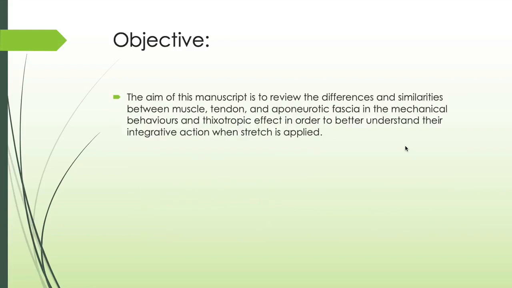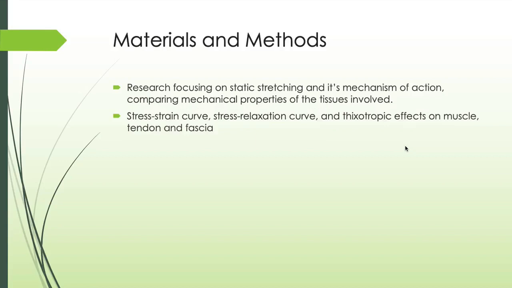Alright, so the aim of this article is to review the differences and similarities between muscle, tendon, and aponeurotic fascia in the mechanical behaviors and thixotropic effect in order to better understand their integrative action when stretch is applied. Right, so they focused on research on static stretching and its mechanism of action, comparing the mechanical properties of the tissues involved. They included studies that looked at the stress-strain curve, stress-relaxation curve, and thixotropic effect on muscle, tendon, and fascia. If thixotropic is a new word to you, I will go into that just now.